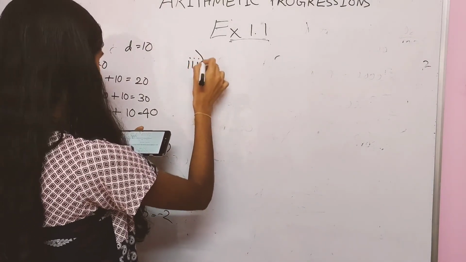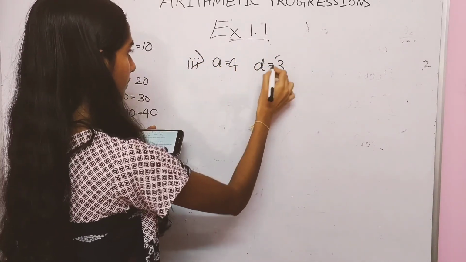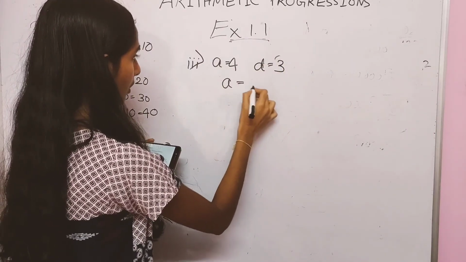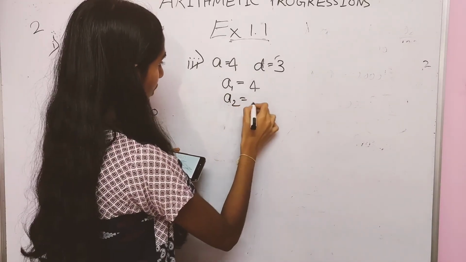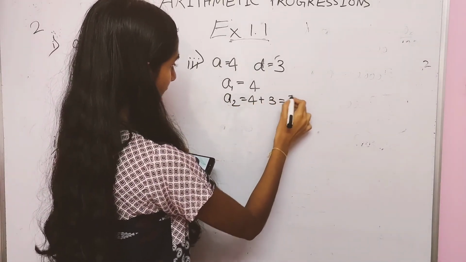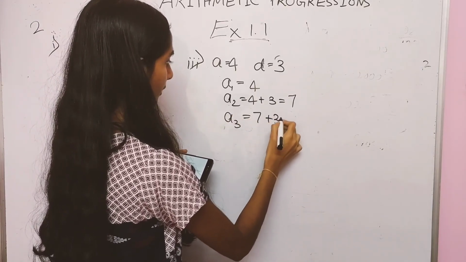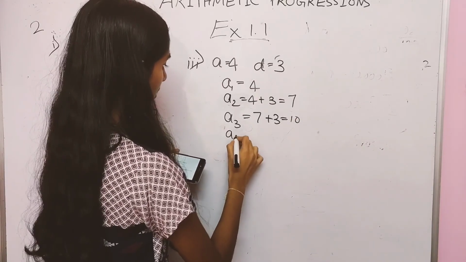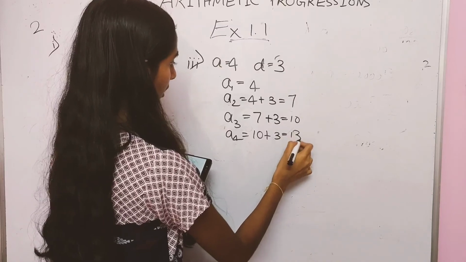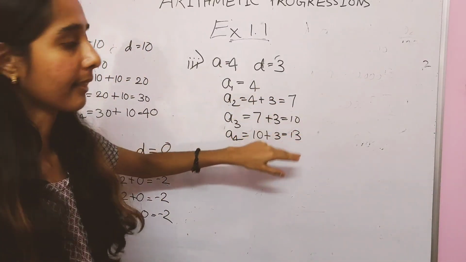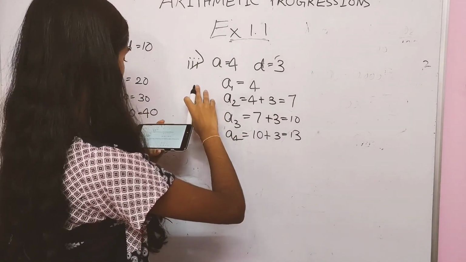Third one, A equal to 4, D equal to 3. A is 4, so first term is 4. Second term is 4 plus 3, 7. Third term is second term plus the common difference, 10. Fourth term is third term plus the common difference, 13. The first four terms are 4, 7, 10, 13. So we did the third one, right? Fourth one.